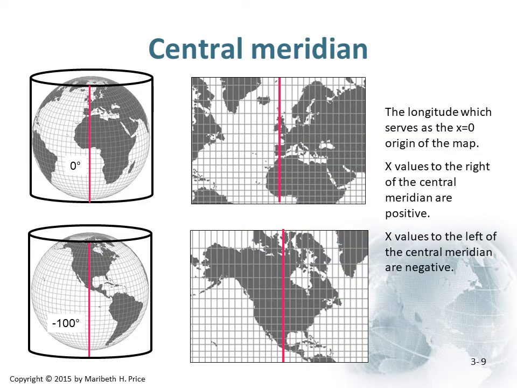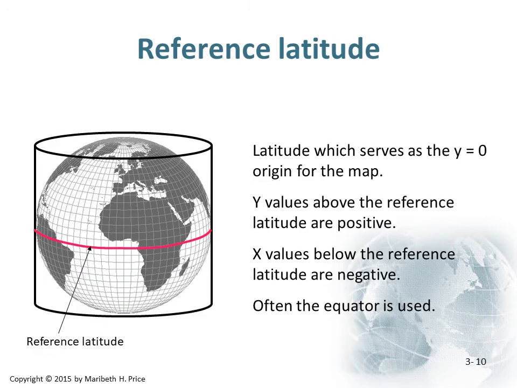So let's talk about what these parts are. What is the central meridian? The longitude which serves as the zero scale on the origin of the map, and x values to the right of the central meridian are positive, and to the left are negative. And so it is effectively the prime meridian. The prime meridian runs through Greenwich, England. That is where zero starts, and as you move to the left towards the US, you have negative numbers. A reference latitude is the point from which we measure how far north or south we are, and that is typically going to be the equator.